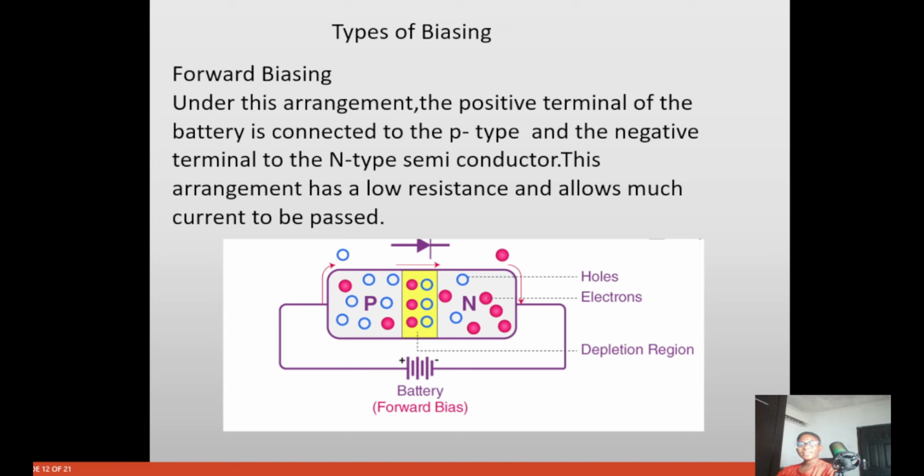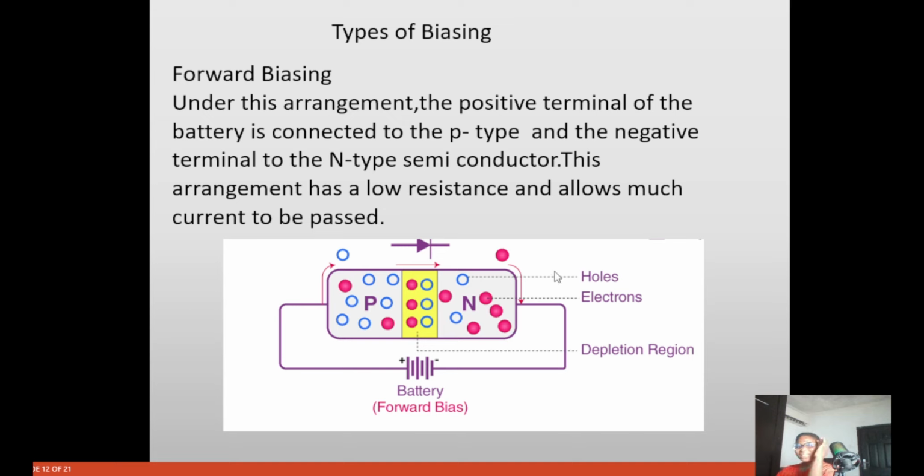Biasing: types of biasing. We have the forward biasing. Under this arrangement, the positive terminal of the battery is connected to the p-type, while the negative terminal is connected to the n-type, and that is forward biasing. The positive terminal of the battery is connected to the p-type semiconductor, and the negative terminal of the battery is connected to the n-type semiconductor.